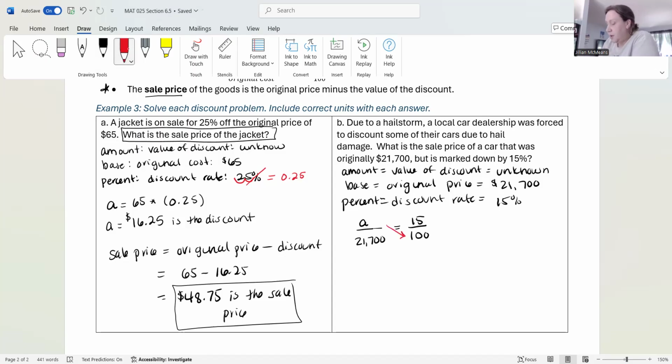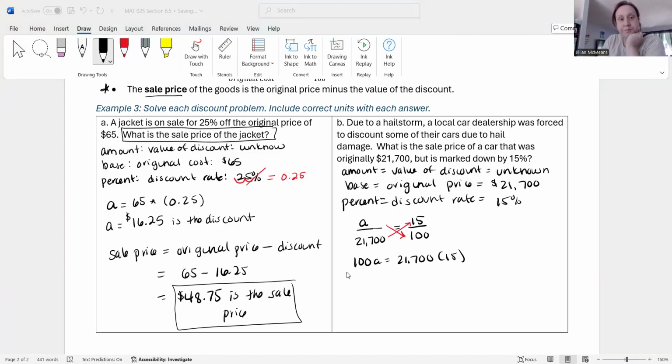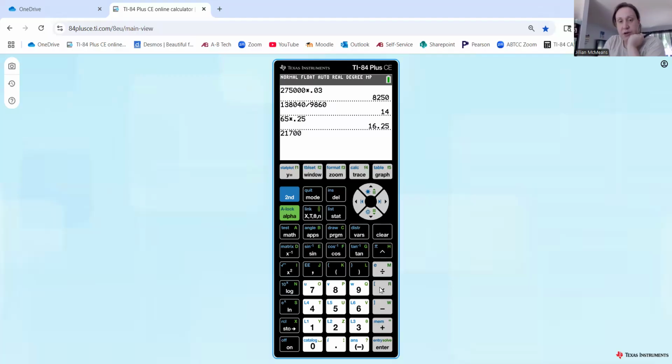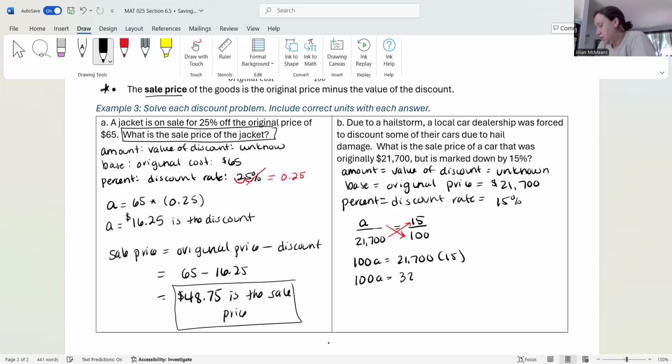So then we cross multiply. So I'm going to get A times 100. So 100A equals 21,700 times 15. So let's see what 21,700 times 15 is. Let's go to the calculator screen. All right, so we're looking for 21,700 times 15. So we get 325,500. So 100A equals 325,500. Okay, but we're not done yet.